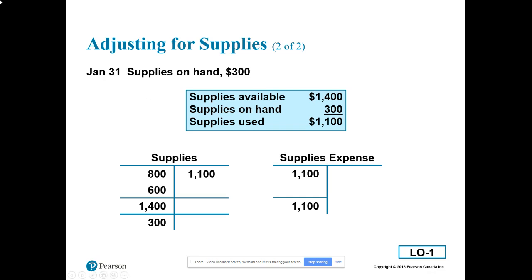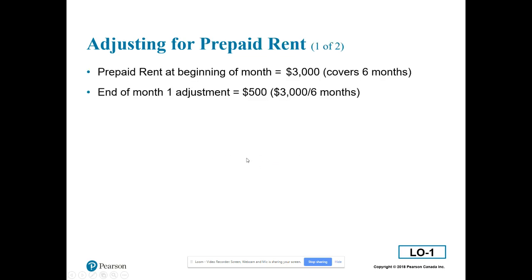In this case, it says the supplies on hand, so they counted up the value and there was $300 left. What you need to do with this T account is make sure that at the end, remember we had $1,400 earlier, we have $300 left. To do that, we need to take $1,100 out of the supplies asset account and transfer that over to a supplies expense. That entry will be a credit because it's reducing the supplies asset account, and then a debit to the supplies expense account.